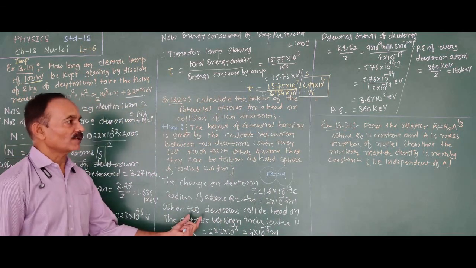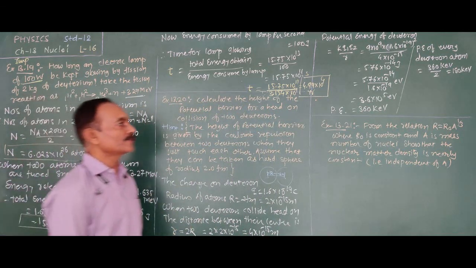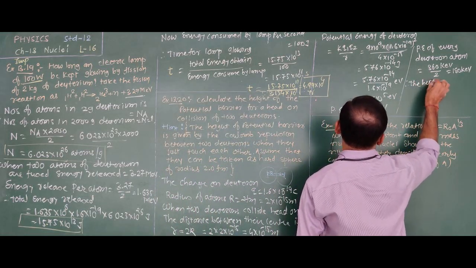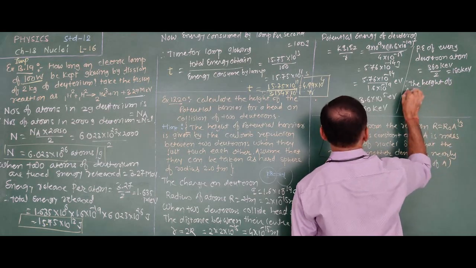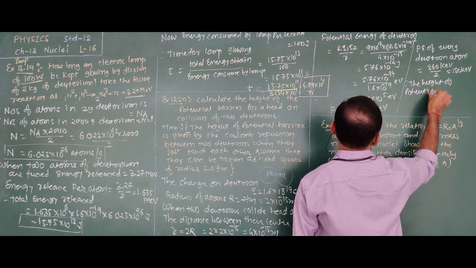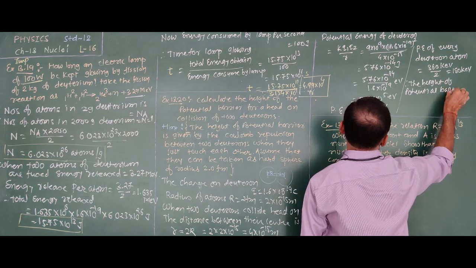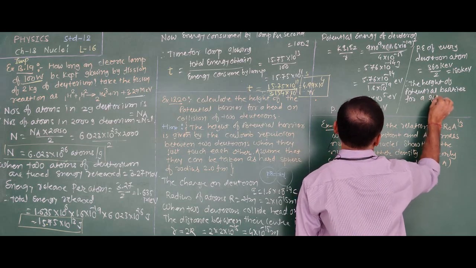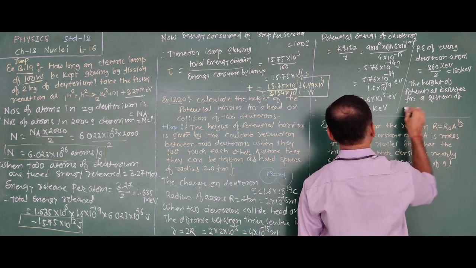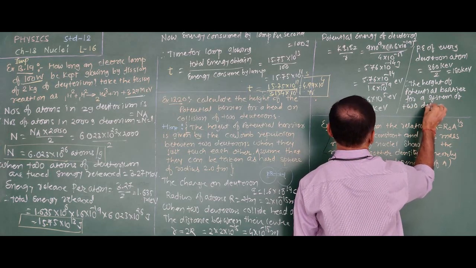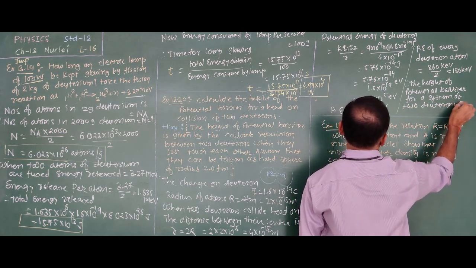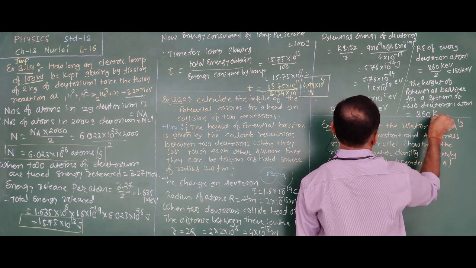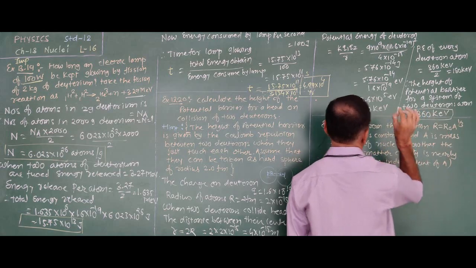Therefore, the height of the potential barrier for a system of two deuterium atoms is equal to 360 kilo electron volt. That is the answer.